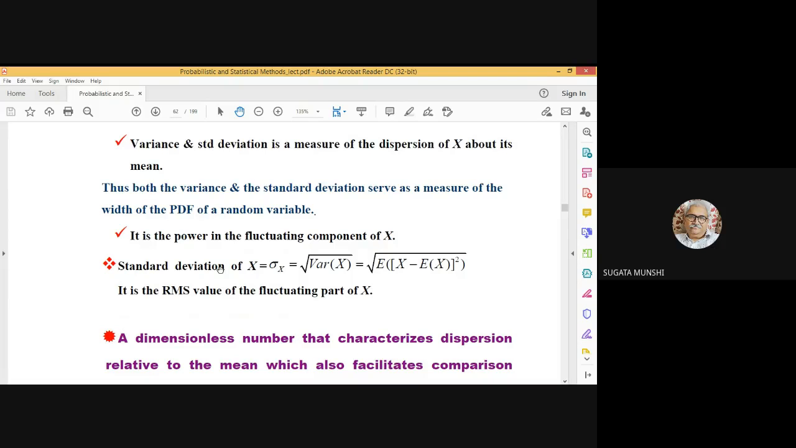So both of them serve as a measure of the spread or width of the probability density function. There is also a dimensionless counterpart of variance, which is known as coefficient of variation.